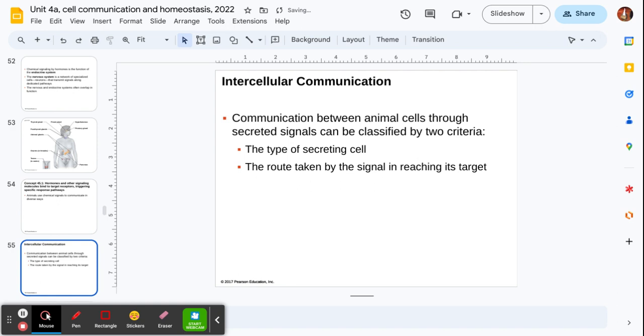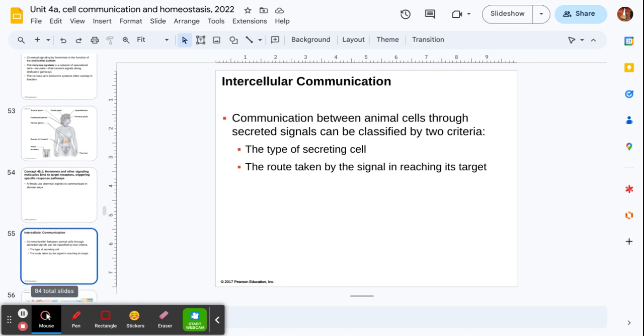There's intercellular communication, so within the body, one cell can communicate with another. So one cell, like in the brain, could communicate with a cell in the testes or a cell in the pancreas. You can classify these types of communication by a couple things.